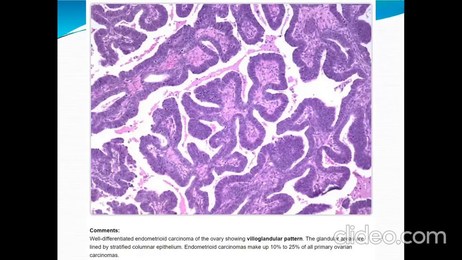This photo on the other hand is showing us an endometrioid carcinoma, where we can see it is showing a well differentiated villoglandular pattern. And we can see here that the lining is having a stratification. The lining is showing a stratified columnar epithelium, and also the cells are showing atypia. Endometrioid carcinomas make up 10 to 25% of all primary ovarian carcinomas, as we have already discussed earlier.